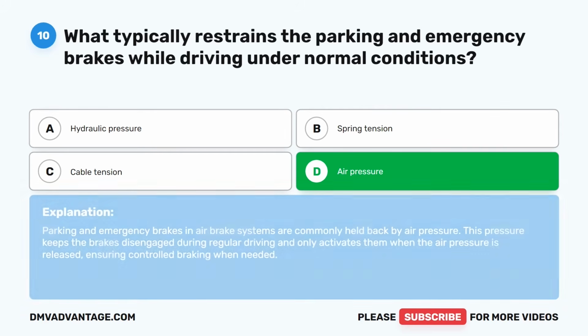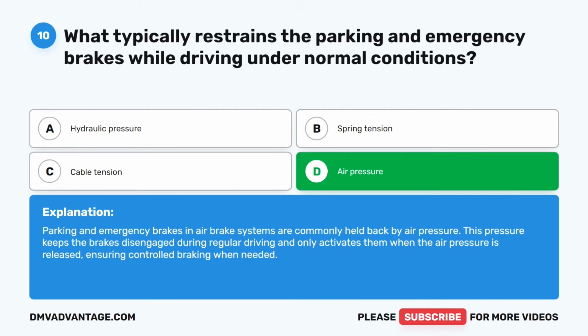Air pressure. Parking and emergency brakes in air brake systems are commonly held back by air pressure. This pressure keeps the brakes disengaged during regular driving and only activates them when the air pressure is released, ensuring controlled braking when needed.